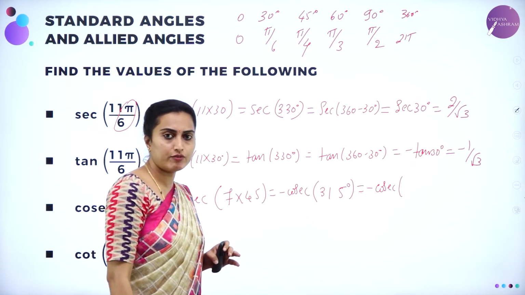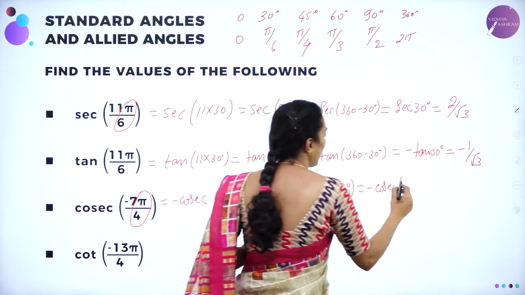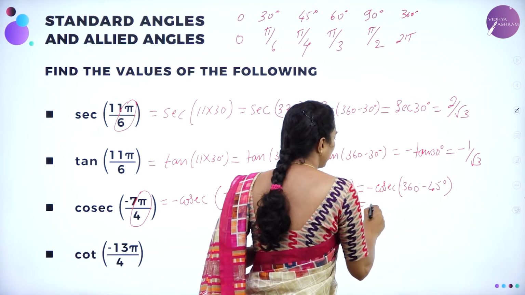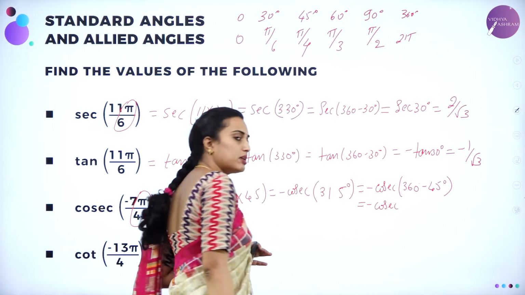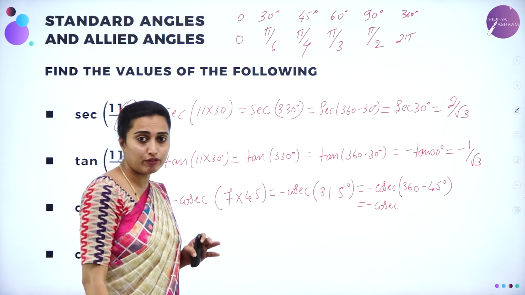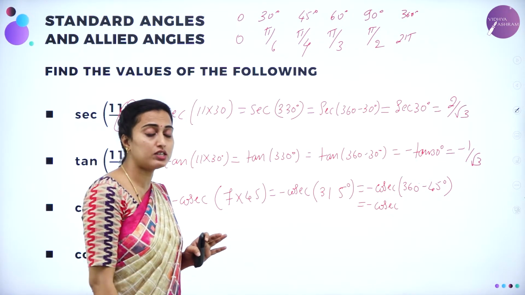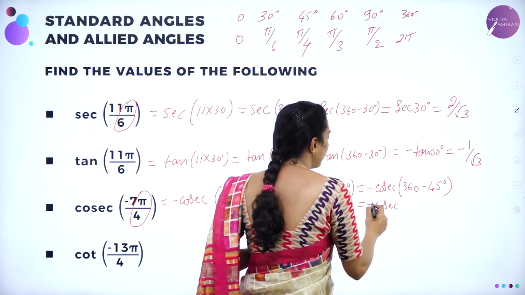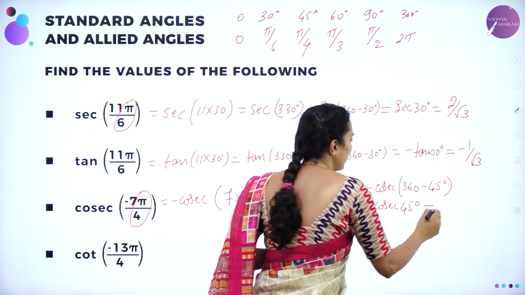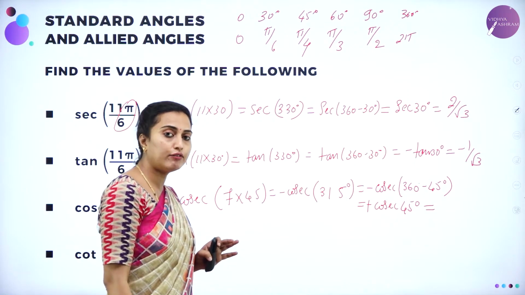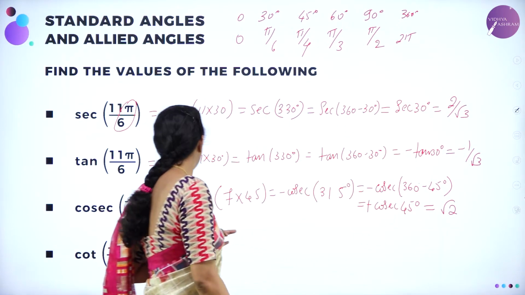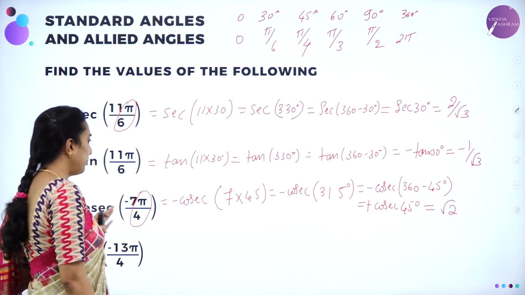You know 315 degree can be written as minus cosecant of 360 minus 45, which is nothing but 315 degree. So minus cosecant of 360 minus 45 degree. 360 minus theta falls in the fourth quadrant. Cosecant will be negative in the fourth quadrant; only secant and cos are positive in the fourth quadrant. So minus of minus, I can write it as plus cosecant 45 degree. Sine 45 degree is 1 by root 2, so cosecant 45 degree is root 2, the reverse. That is the value of cosecant 7 pi by 4.